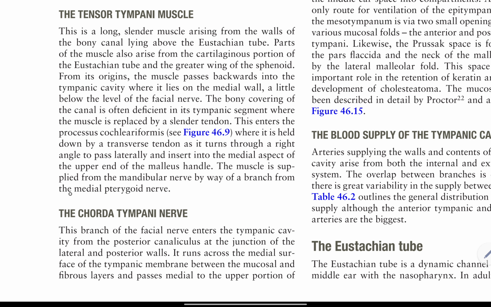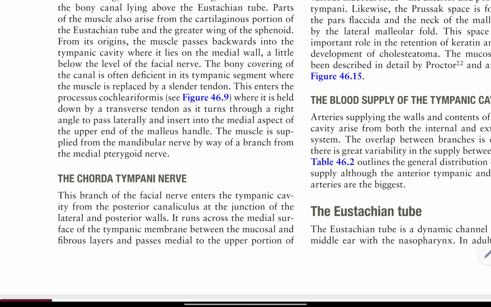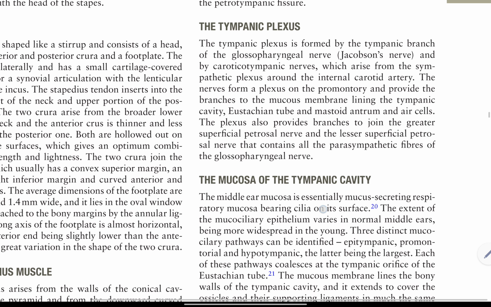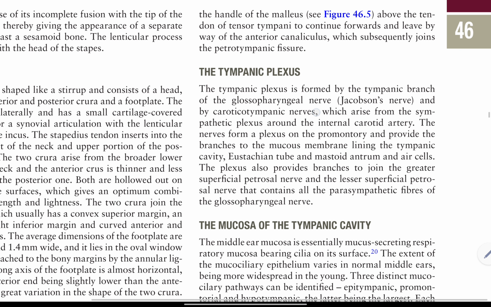It runs across the medial surface of the tympanic membrane between the mucosal and fibrous layer and passes medial to the upper portion of the handle of malleus above the tendon of tensor tympani to continue forwards and leave by way of the anterior canaliculus, which subsequently joins the petrotympanic fissure.